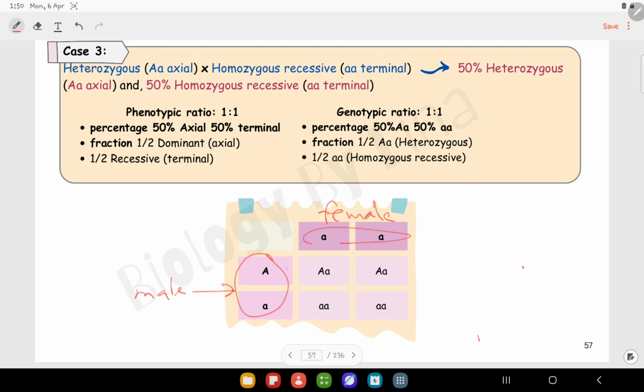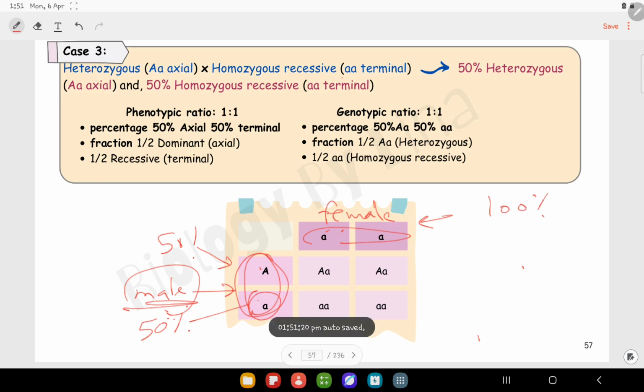Now, what if the question asks about the gametes? You know that these are the gametes. For example, the question says, what's the ratio of the recessive allele in the male gamete? Let's say this is the male. In the male gametes, what is the ratio of the recessive allele? It's 50%. What is the ratio of the dominant allele? It's also 50%. Now, what is the ratio of recessive alleles in the female gamete? It's 100%. What is the ratio of dominant alleles in the female gamete? It's 0%. So these are the gametes, and maybe the question asks about the ratio of the alleles in the gametes.